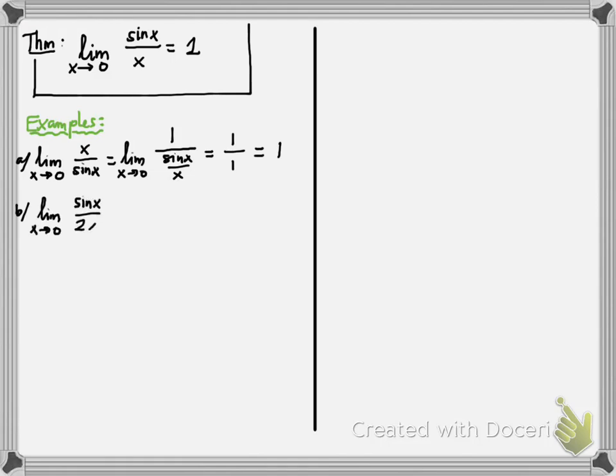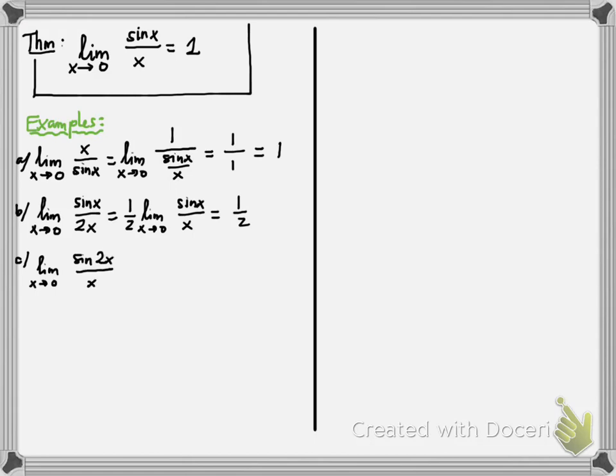So example B is the limit when x approaches 0 of sine of x over 2x. It doesn't look exactly like sine of x over x, but we can make it look like sine of x over x, because if you notice, we can pull the 2 in the denominator out in front of the limit as a 1/2, and then we have the limit of sine of x over x. And we know that limit is 1, so the limit is 1/2.